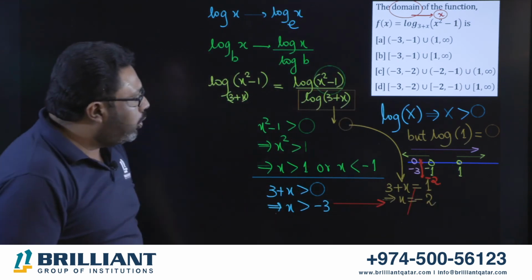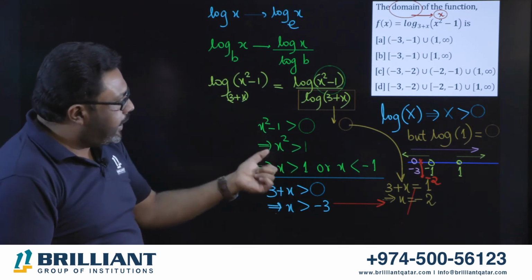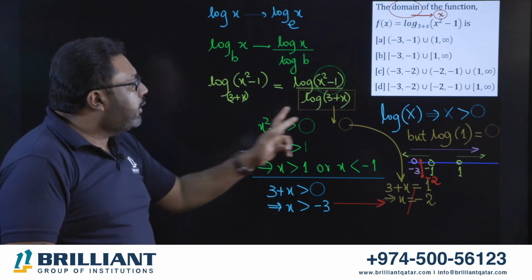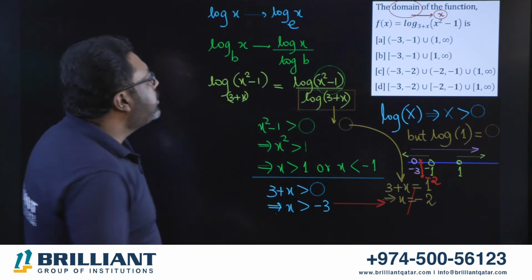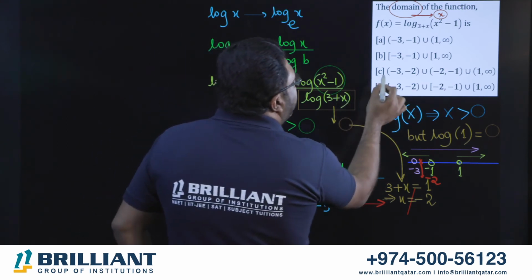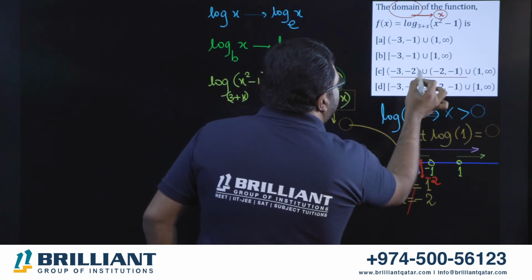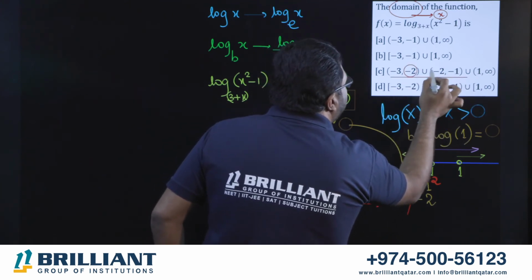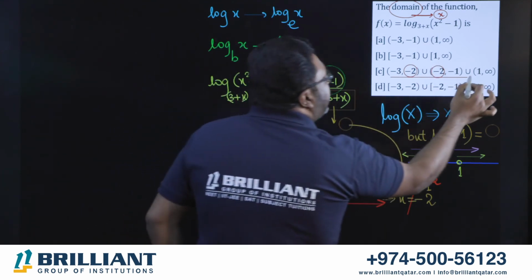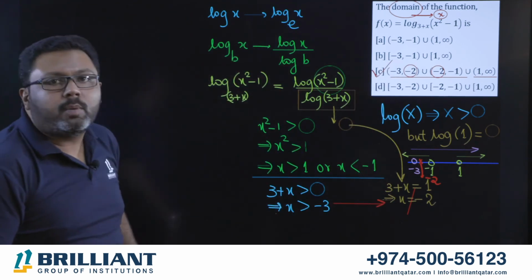So I want the domain where the values of x are from minus 3 to minus 1 without minus 2, and the values of x greater than 1. Look at the option: minus 3 to minus 1, with an open bracket for minus 2, so minus 2 is excluded, and then from 1 to infinity. So my answer is option C.